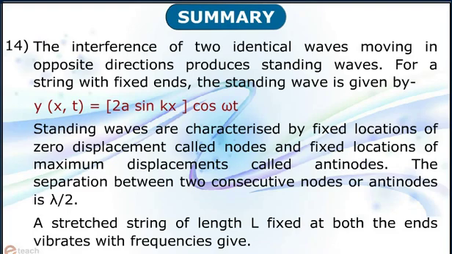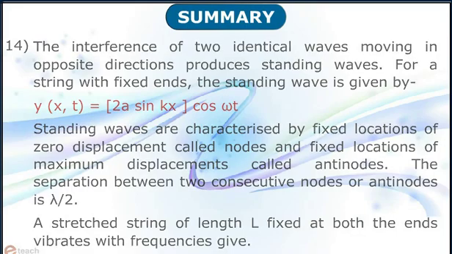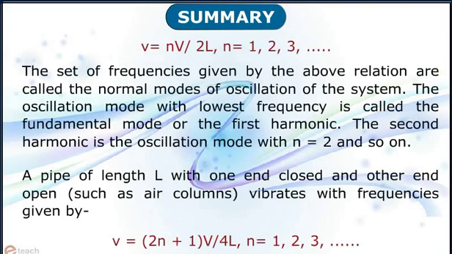A straight string of length L fixed at both ends vibrates with frequencies given by nu equals n v by 2L for n equals 1, 2, 3 and so on. The set of frequencies given by the above relation are called the normal modes of oscillation of the system. The oscillation mode with the lowest frequency is called the fundamental mode or the first harmonic. The second harmonic is the oscillation mode with n equals 2, and so on.